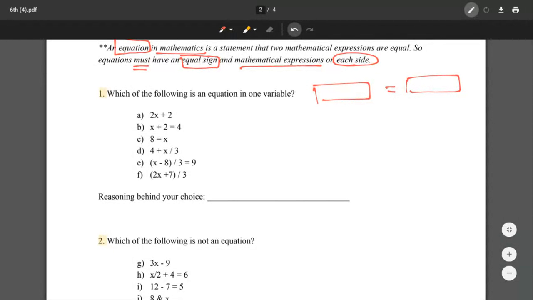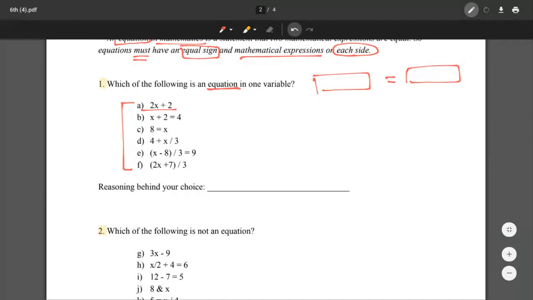Okay, so knowing that bit of information, let's go ahead and look at number 1. So, which of the following is an equation, right? So we have to determine which one of these are an equation. So let's look at choice A. Is that an equation? Well, no, it does not have an equal sign, right? Nor mathematical expressions on each side, so that's not it. How about number B? Well, yes, it does seem like an equation, right? Because we have mathematical expressions on each side, and then there's the equal sign present.